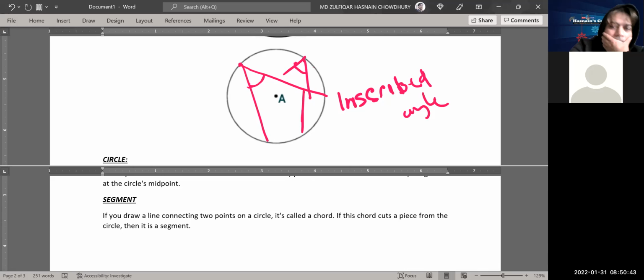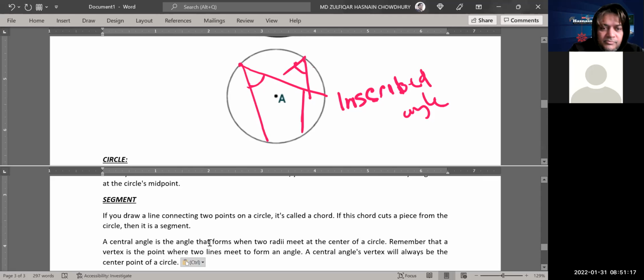Okay, so we have learned two angles. What are the two angles? A central angle and an inscribed angle. Yeah. Can you read it?